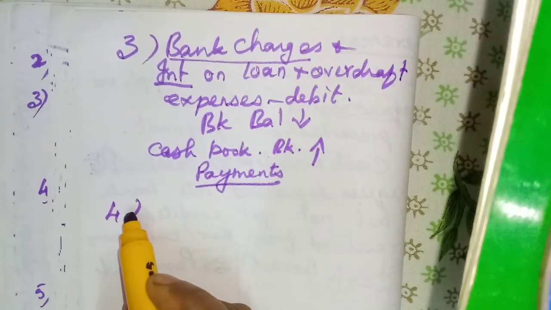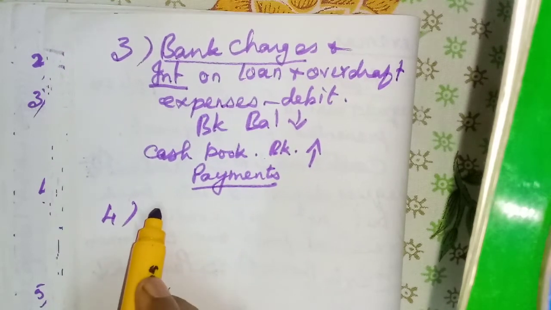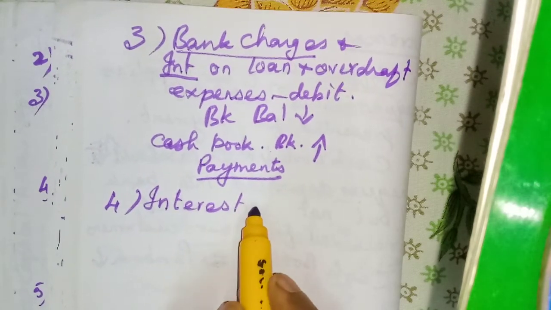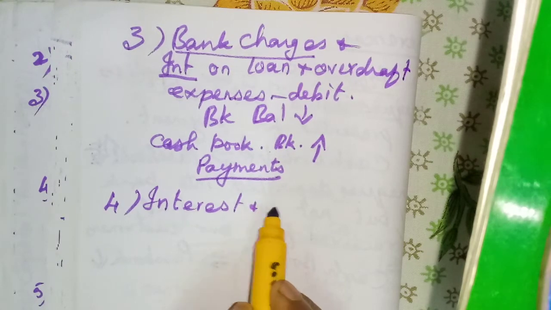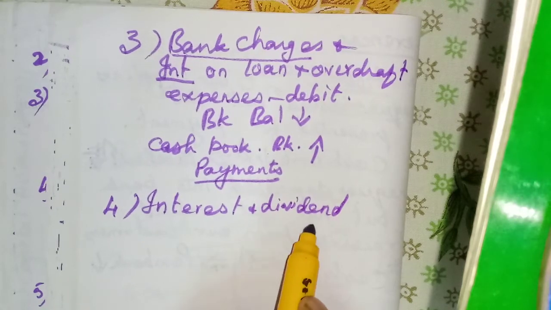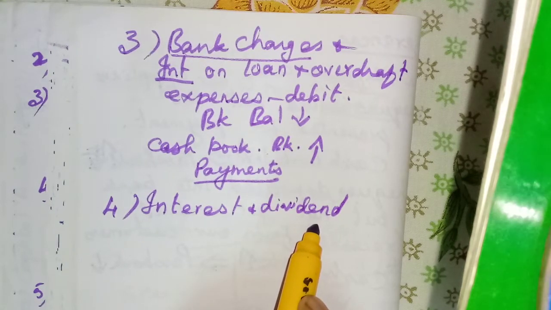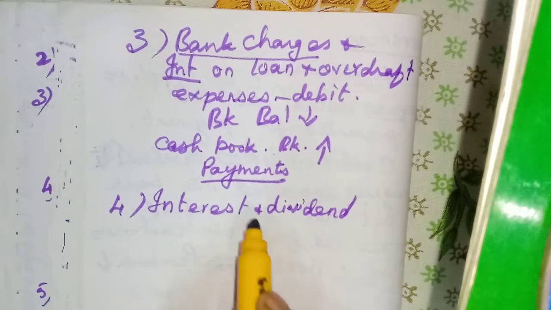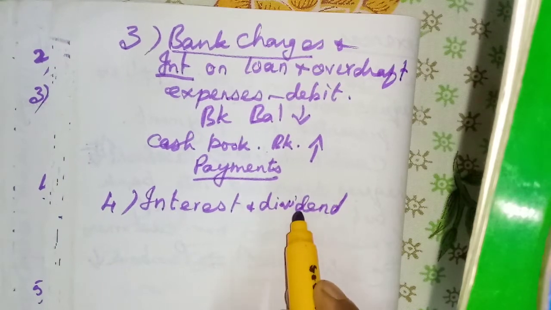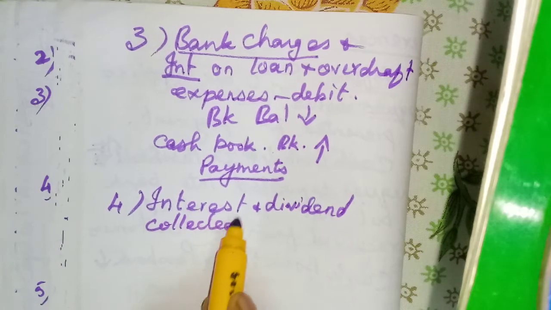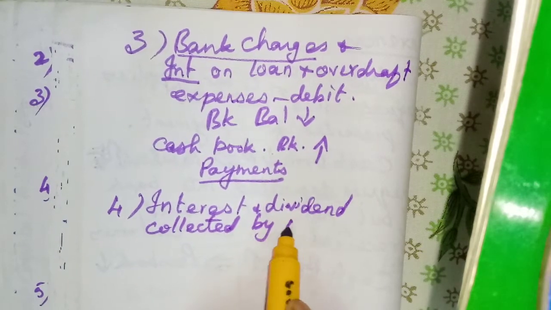Now next one, opposite to this one, interest. That interest the bank will receive, okay, or some income, dividend. With dividend, you know, if we purchase a share we will get one fixed amount as dividend. Okay, or interest if we have made any investment outside, this interest on investment, dividend on share will be collected by the bank.